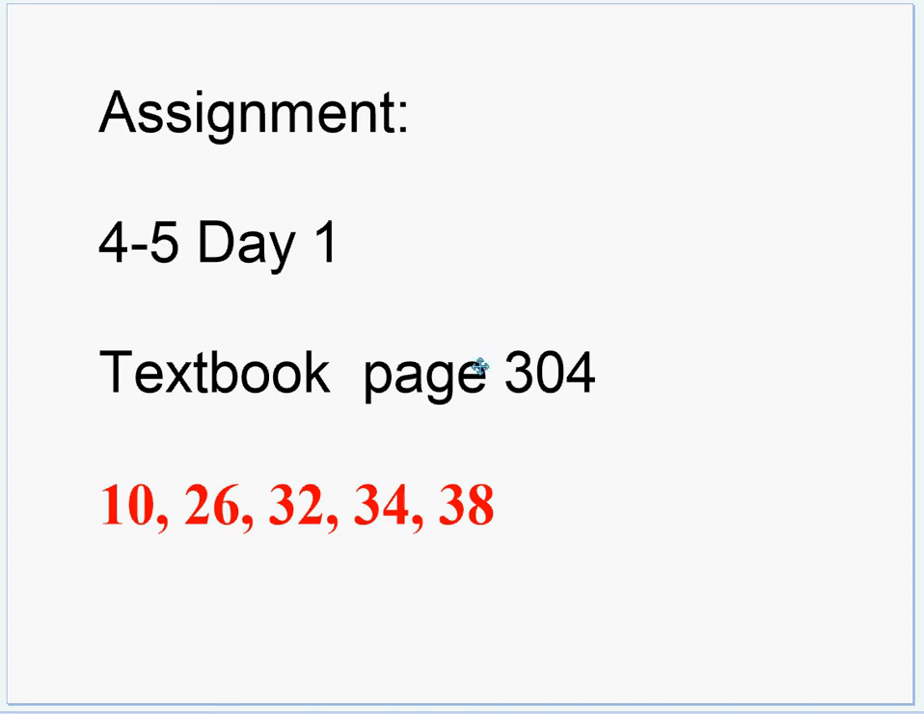But for 5-day 1, look at page 304. Here are 5 problems. Don't graph the ones you don't have to graph. Make sure you read the directions. If they tell you to do 2 cycles, make sure you do 2 cycles. And I will see you in class.